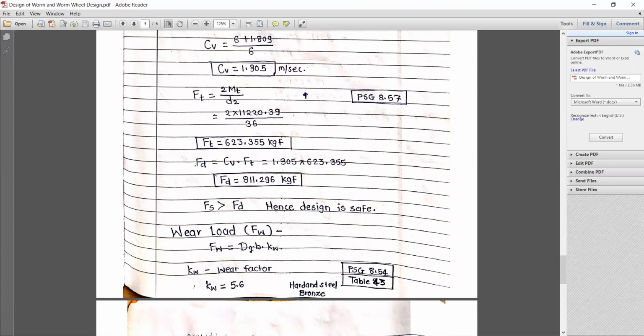Now we need to calculate the value of Ft, the transmission force. That force you can calculate from PSG page number 8.57. The equation is given. For the worm, the tangential force, or you can say the axial force acting on the worm gear, is 2 Mt divided by d2.